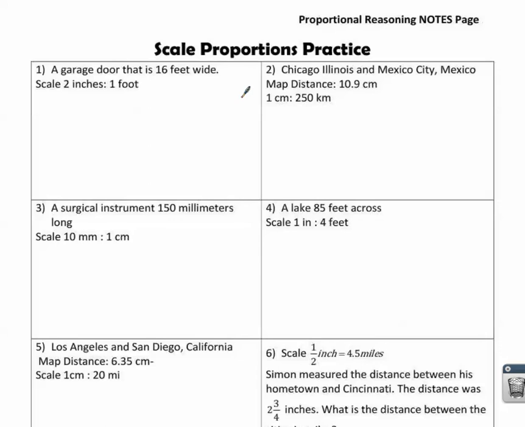Let's do some examples on scale proportion. In the first problem, it states a garage door that is 16 feet wide has this scale of 2 inches to 1 foot. So you want to figure out the width of the door in inches. I know my scale is 2 inches to 1 foot, and it tells me that the garage door is 16 feet wide. Since feet is in the denominator for the first fraction, feet needs to be in the denominator for the second fraction. Now you have your proportion. Do your butterfly method. X times 1 is 1x, or just x. 2 times 16 is 32. So the garage door is going to be 32 inches.